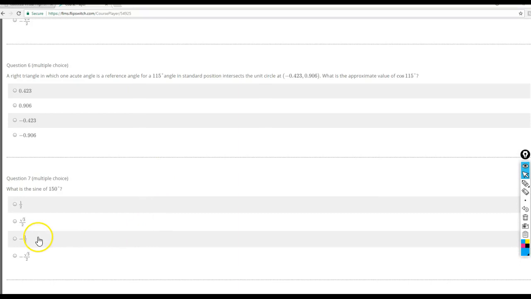Question 7, what is the sine of 150 degrees? So I would strongly encourage you to try and make the unit circle. And remember that sine is your y-coordinate in the unit circle.